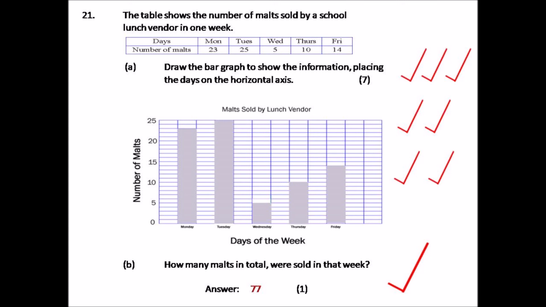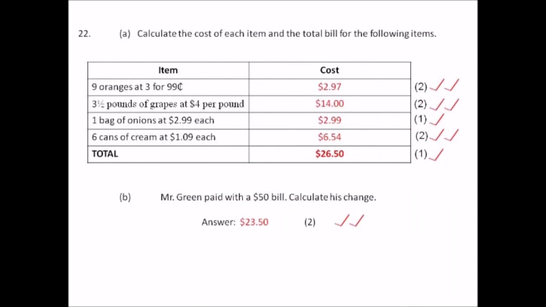And how many malts were sold in that week? When you add them all up, you get 77. But you see the marks for that, guys. You must know how to do the bar graph and then give an answer.